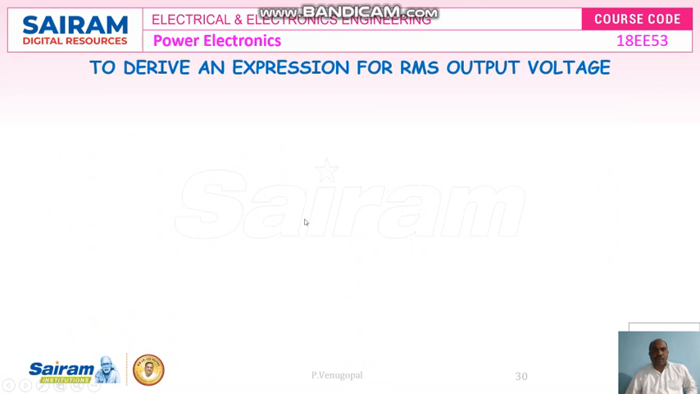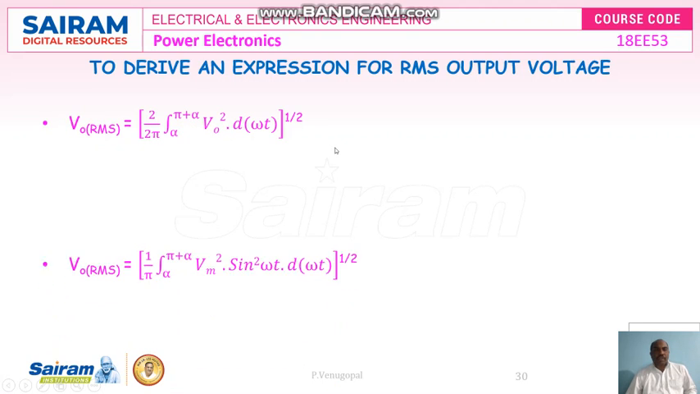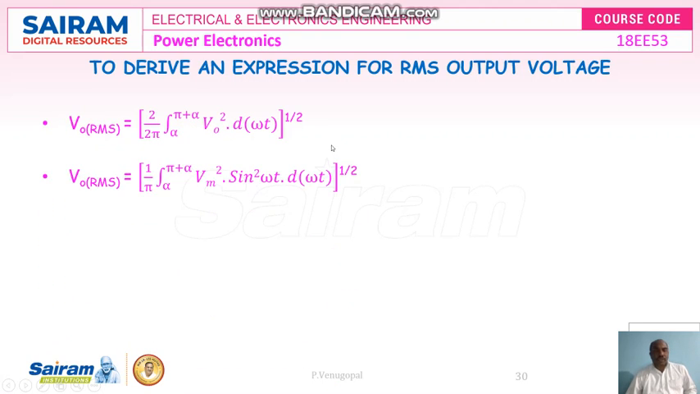Next we will see how to derive the expression of the RMS output voltage. V naught RMS is equal to 2 by 2 pi into integration from alpha to pi plus alpha of V naught square into d omega t, whole to the power of 1 by 2, that is nothing but a square root. V naught RMS becomes square root of 1 by pi into integration from alpha to pi plus alpha of Vm square into sine square omega t, because V naught, the output, follows the input during this period, that is, V naught is equal to Vm into sine omega t.